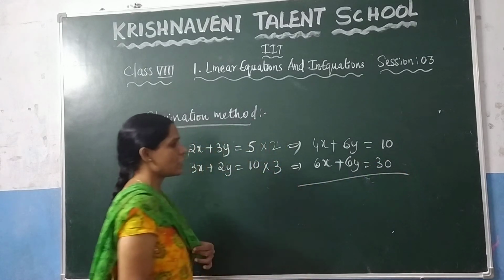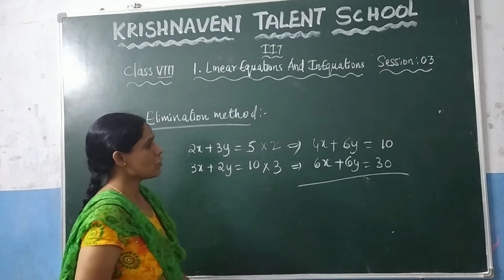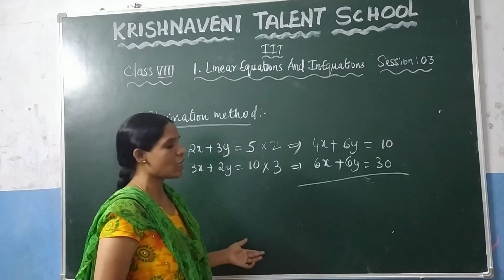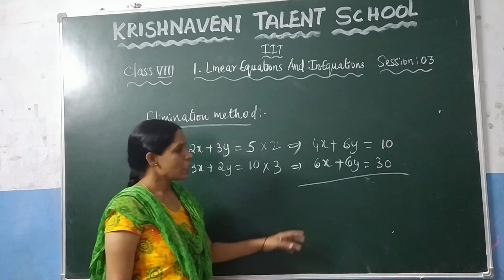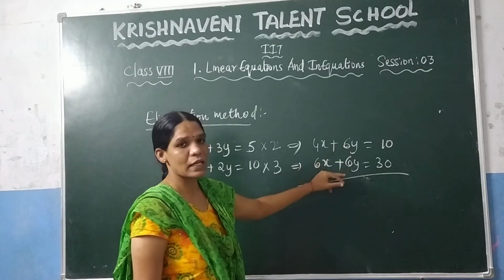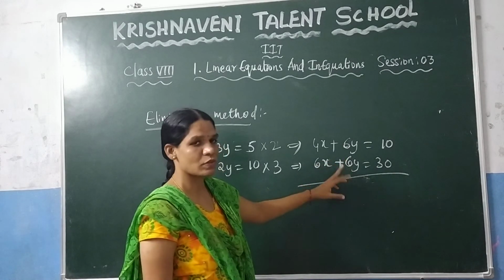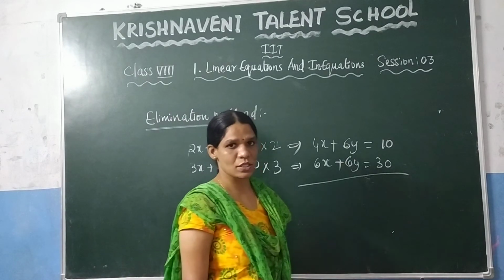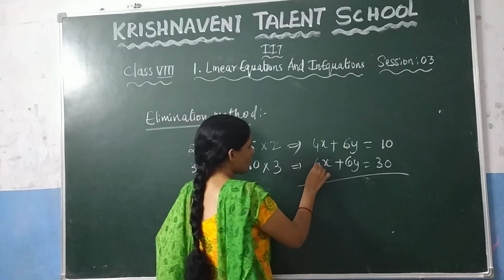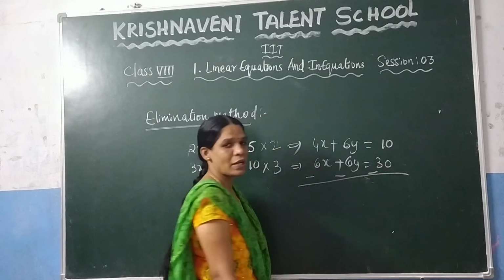Here you can observe that we have made the coefficient of y the same. Now you need to check whether you have to add or you have to subtract so that the y value will be eliminated. Here if you add, you will not eliminate the y value because you will get 6 plus 6, which is 12. So you need to subtract. For subtraction, you need to change the symbols. So in case of plus, keep minus.